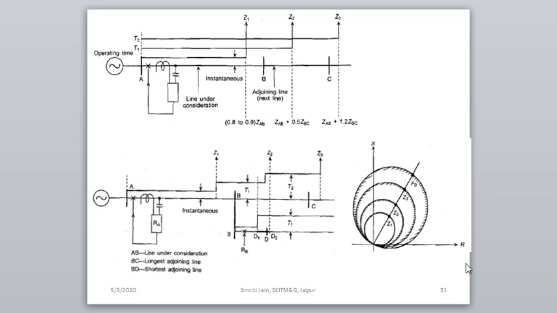And the RX characteristic for the same 3-step distance protection can be shown here, where Z1, Z2 and Z3 will give you 3 curves with greater time and with greater distance to operate. So this completes the distance protection of transmission lines.